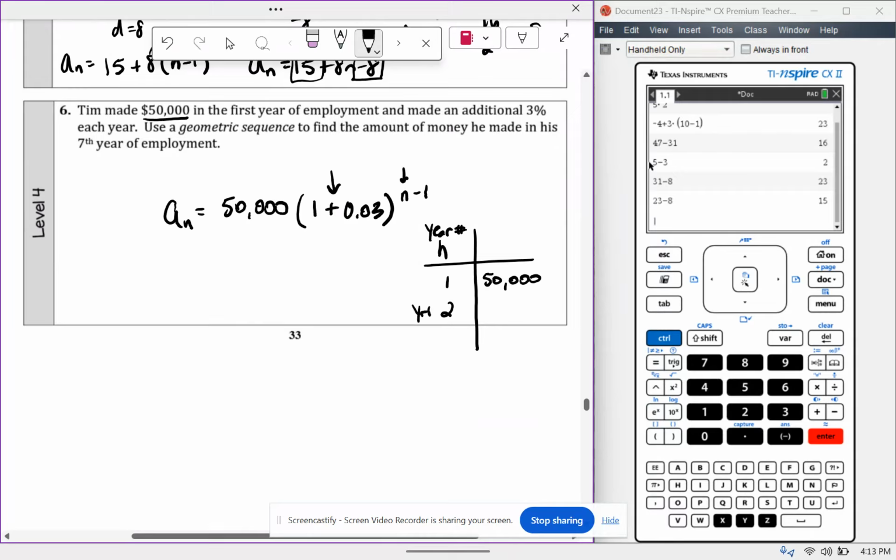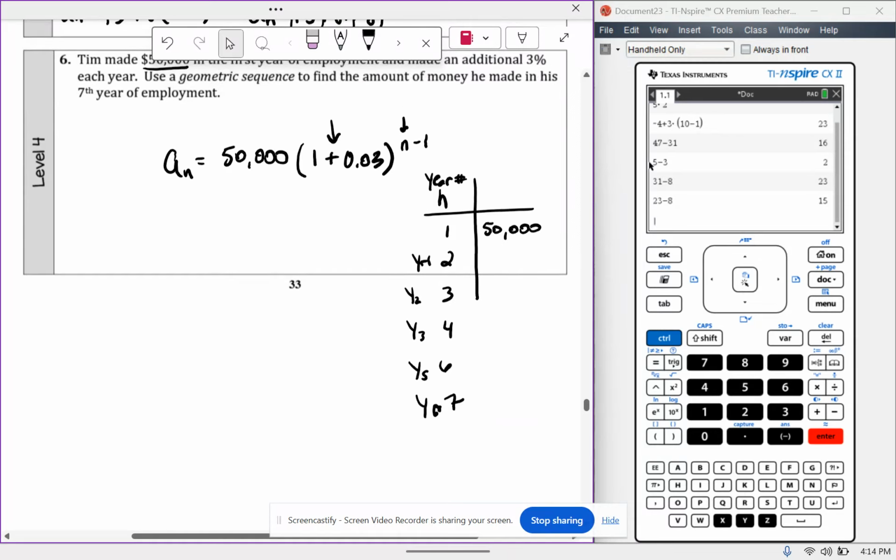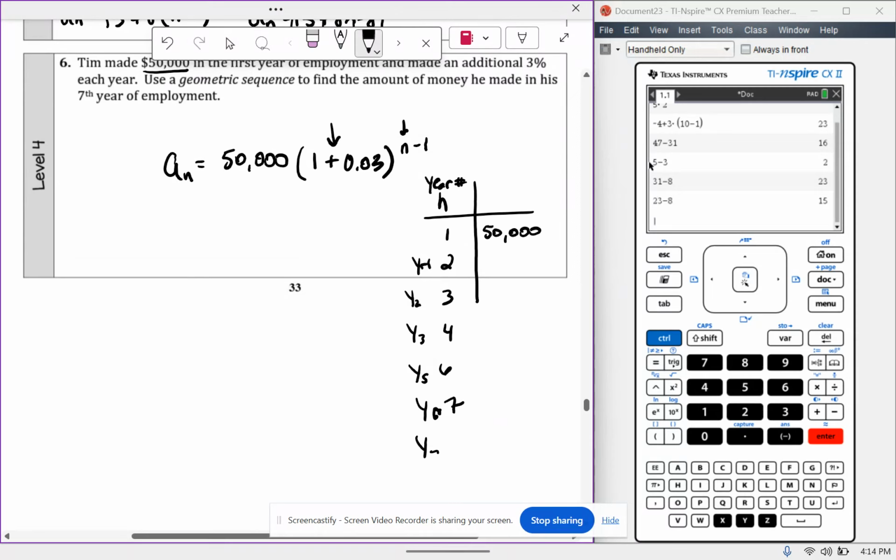So I've got year 2 is going to be 3, year 3 is going to be 4, year 5 is going to be 6. So year 6 is going to be 7, and now we're trying to get to the 7th year. So year 7 is going to be 8. So I'm going to have to evaluate this thing for when n is 8. The only reason I'm doing this and not just a plain old exponential is because it says I have to use a geometric sequence, which is kind of sneaky.